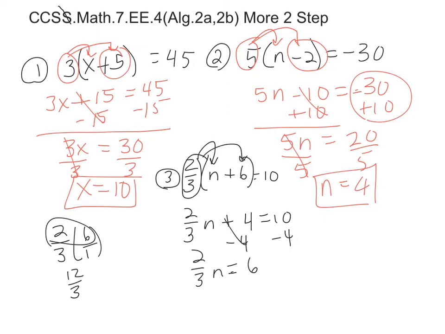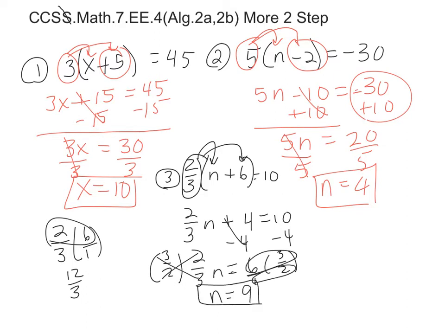Now, to get rid of a fraction as a coefficient, you multiply by the reciprocal, which is 3/2, but because it's balancing, you have to do it on both sides. We're going to make that 6 a whole fraction. So this is a 1 coefficient, so that's what you want. n equals, and then this would be 18/2, which is 9. So n equals 9.